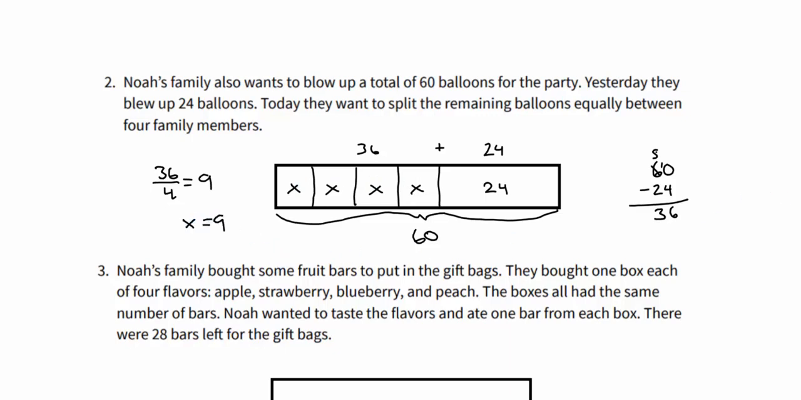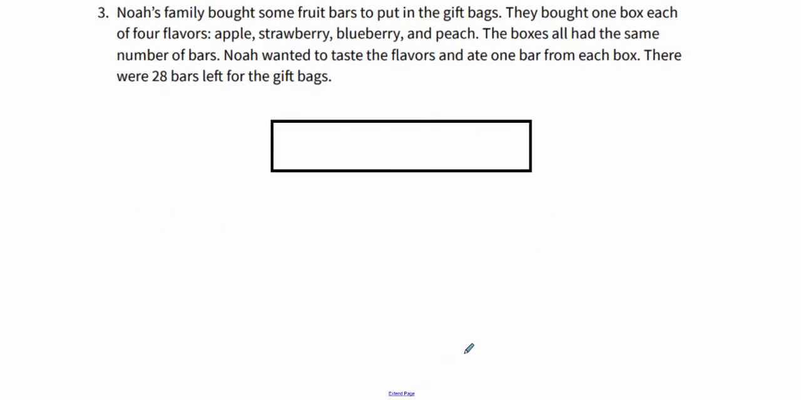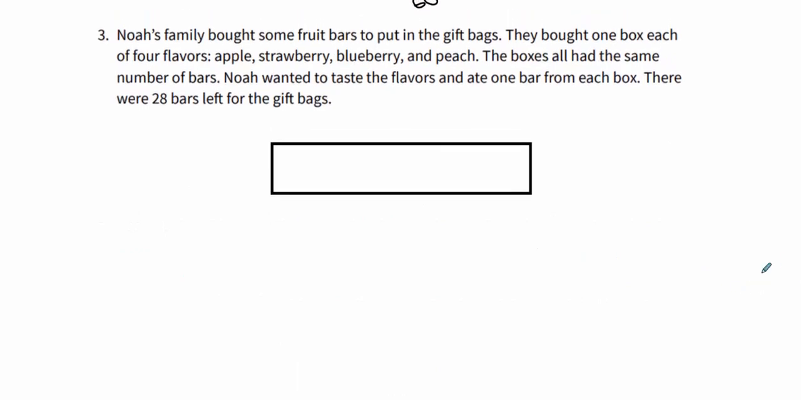Okay, let's go to the last problem. Noah's family bought some fruit bars to put in the gift bags. They bought 1 box each of 4 flavors: apple, strawberry, blueberry, and peach. The boxes all had the same number of bars. Noah wanted to taste the flavors and ate 1 bar from each box. There were 28 bars left for the gift bags. So after Noah ate 1 from each box, there were 28 total.